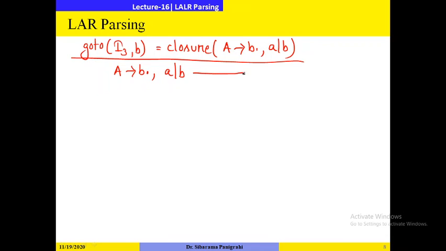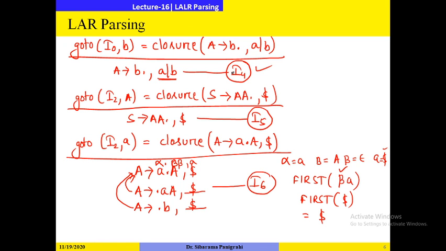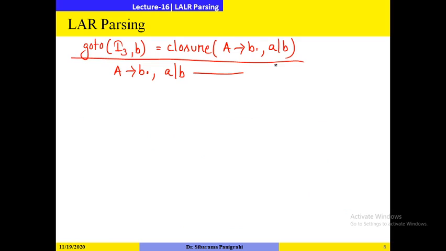Now you have to check whether this one already exists or not. A gives to B dot A or B. You see, this is already existing. So here I will write this is equivalent to I4. Right? Next.